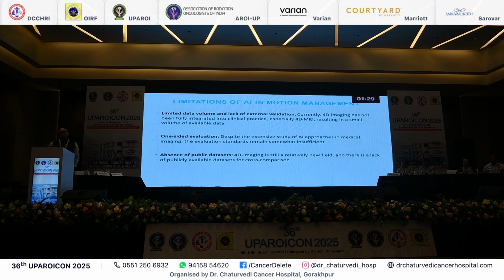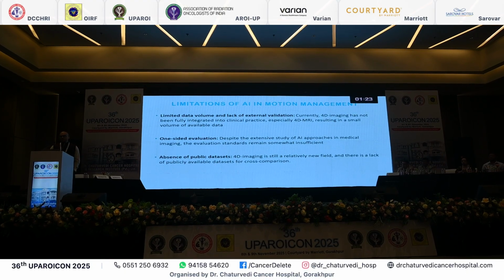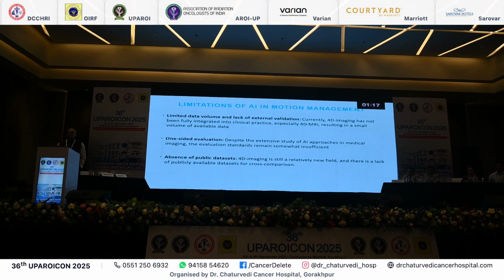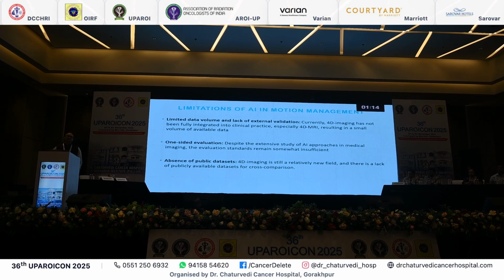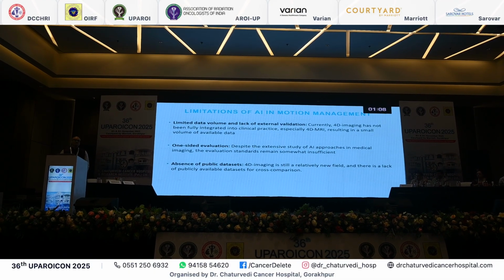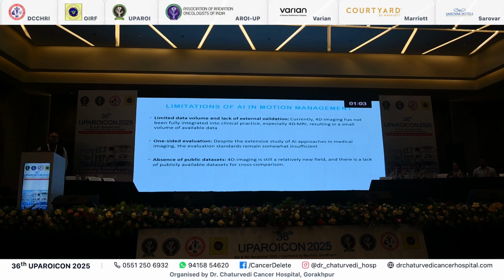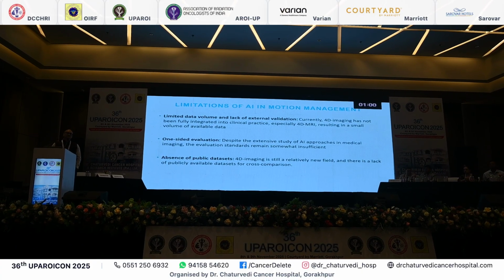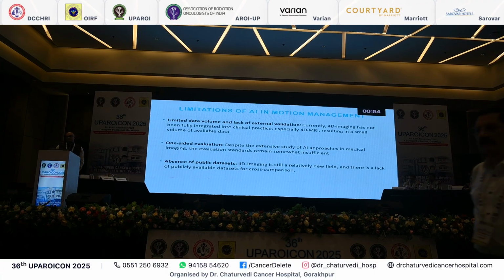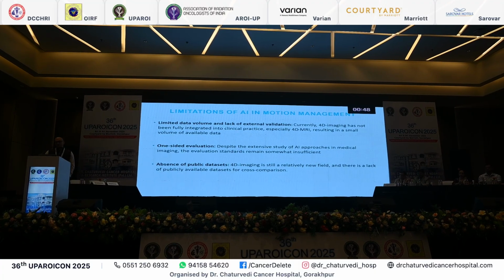And what are the limitations? Limitations are many because this is a new phenomenon and more evidence is required. It has not been fully integrated into clinical practice, as Dr. Mittal mentioned very well, that 4D MRI is an island in the radiation oncology department. Those who have seen the 4D MRI workflow know that it is a department within the department. It requires lots of time for one patient. So at the maximum, most departments are doing 5 to 7 patients per day only on the MR-Linac. And it is a one-sided evaluation. Despite the extensive study, the evaluation standards are still not in place, so we don't know where we are heading.